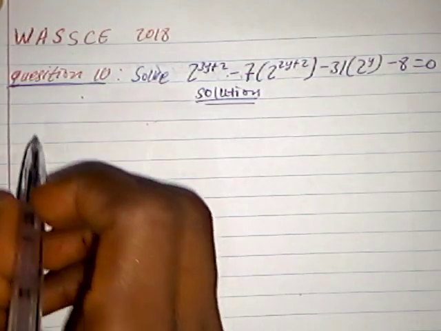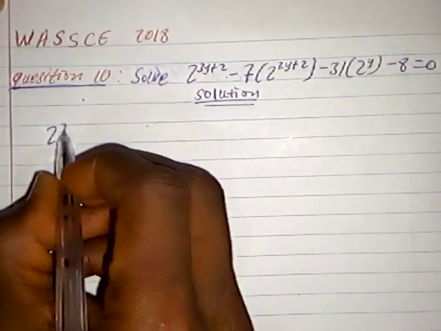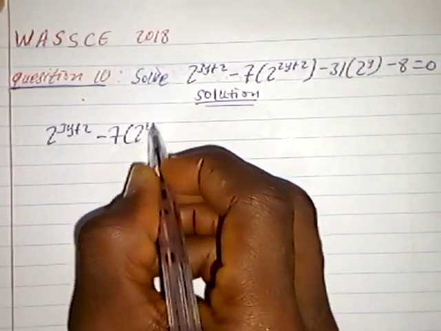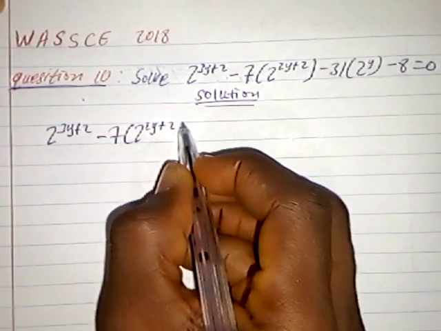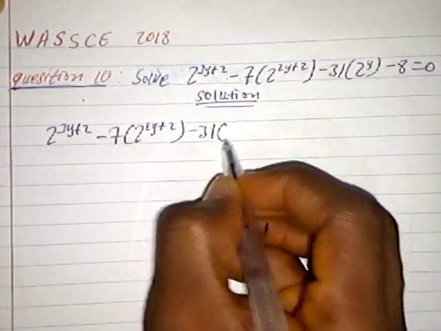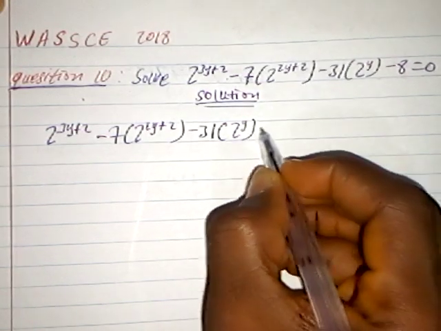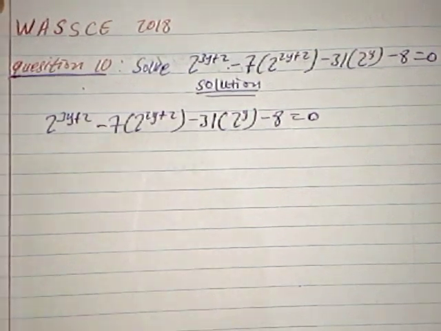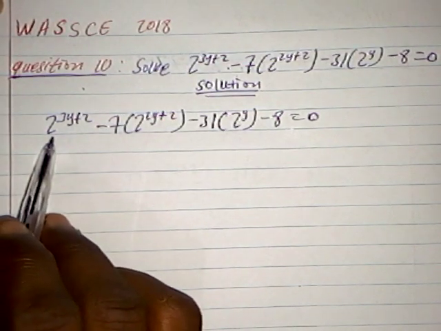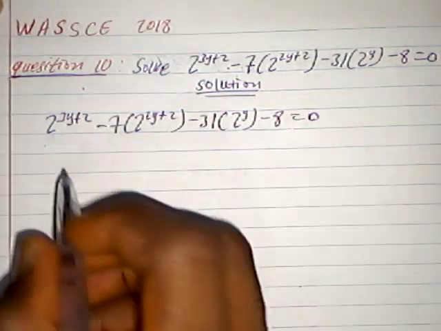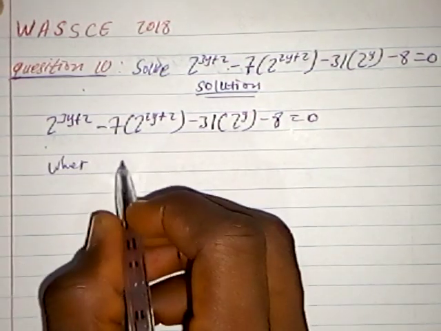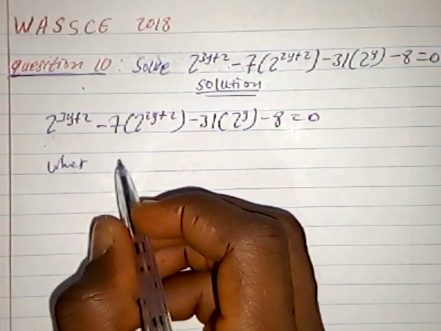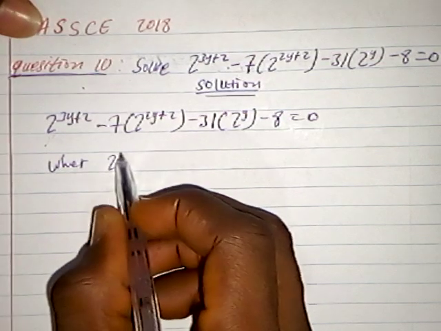We proceed. Now we say 2 raised to the power 3y plus 2, minus 7 into 2 raised to the power 2y plus 2, minus 31 into 2 raised to the power y, minus 8 equals 0. Right? Now, this will come from what? Indices, which is the product rule. The product rule says anytime the bases are the same, we take one of the base and add the powers.